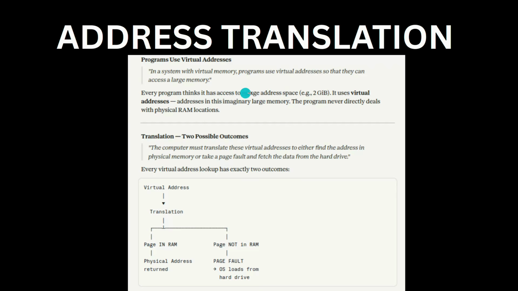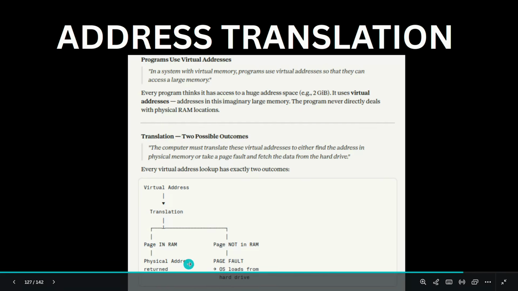Every program thinks that it has this huge memory, that this virtual address space is completely there, but actually the virtual address is an imaginary large memory. The program never directly deals with the physical RAM. It only has this imaginary virtual address, and the program thinks that it has that much memory, but actually it has to take it from the RAM, but it has no contact with the physical RAM. So there is a translation: this virtual address has to be converted into a physical address.